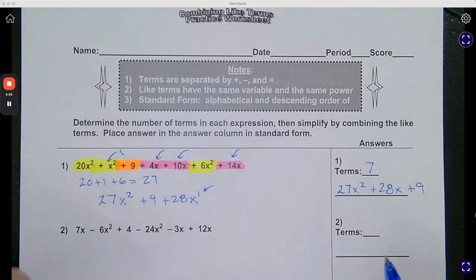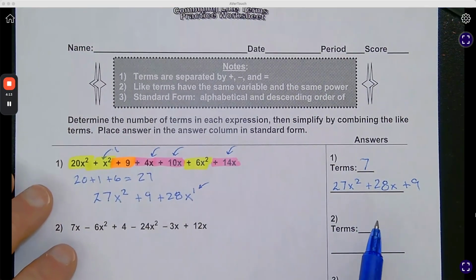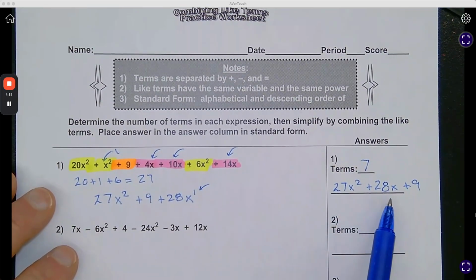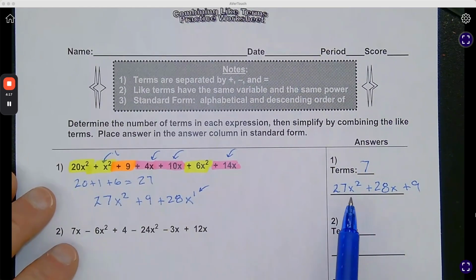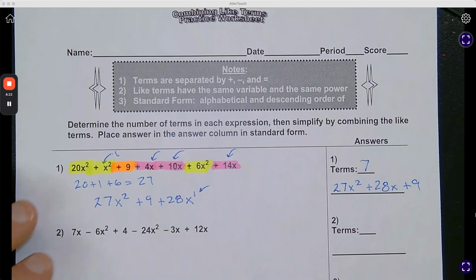Now you're going to want to combine these. I know you are, but you can't do it because the category of x squared is not the same as the category of x. They're not the same because the exponents do not match. All right, let's do it again.